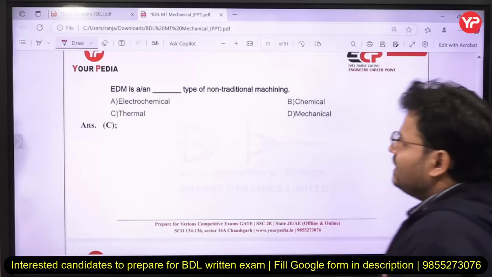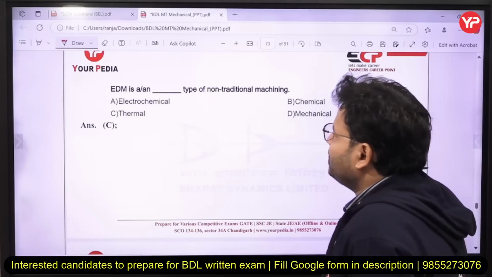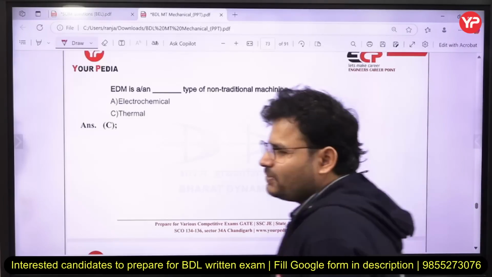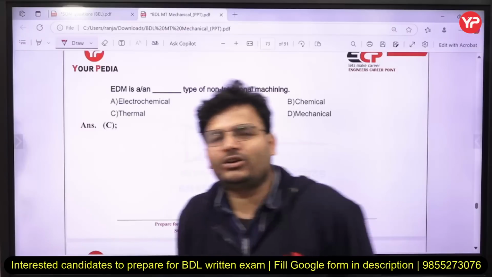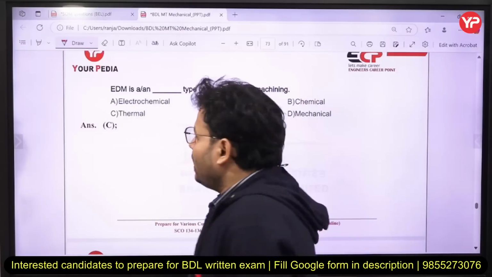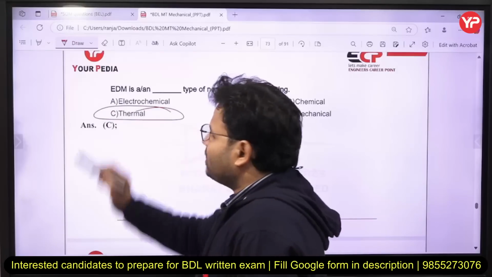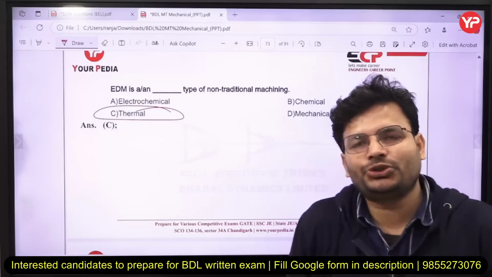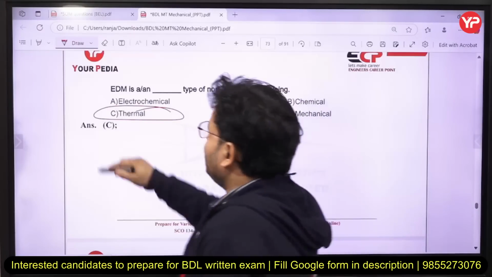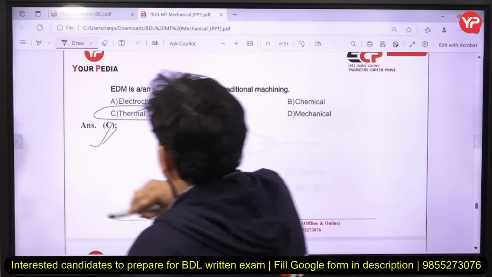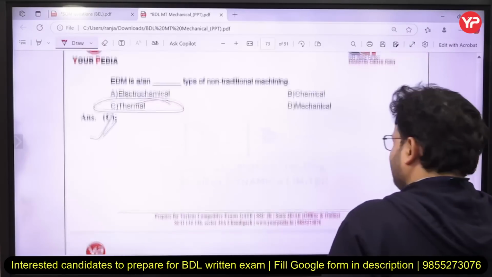EDM, electro-discharge machining, is a type of non-traditional machining, or you can say unconventional machining. Which type of energy is it going to use? Thermal energy. So the correct answer will be C for Chennai, thermal energy.